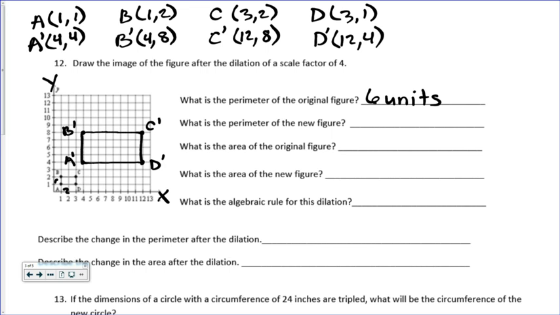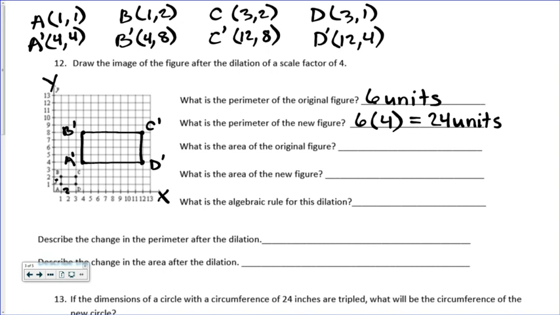Okay, so at this point you can either count the distance around that rectangle or you can use the rule. The rule tells us that the old perimeter, which was 6, multiplied by your scale factor, will give you the new one. 6 times 4 is 24. So we have 24 units.